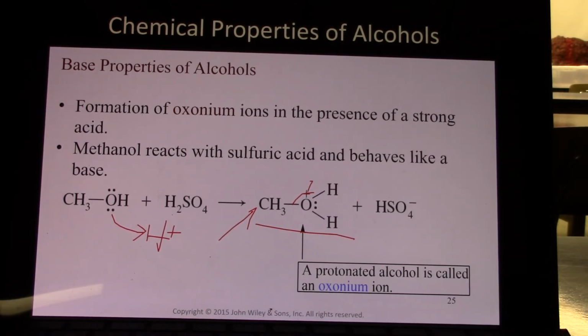This is a good way to convert an OH group from a bad leaving group, because OH- will never be kicked off of a carbon in a nucleophilic reaction, whereas the H2O definitely can. So this is a very common practice of activating your OH group so that it becomes able to leave, so we can do chemistry.